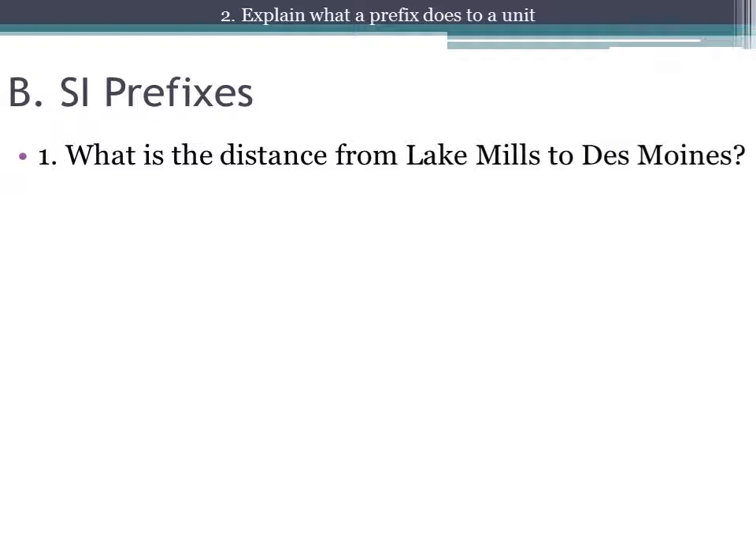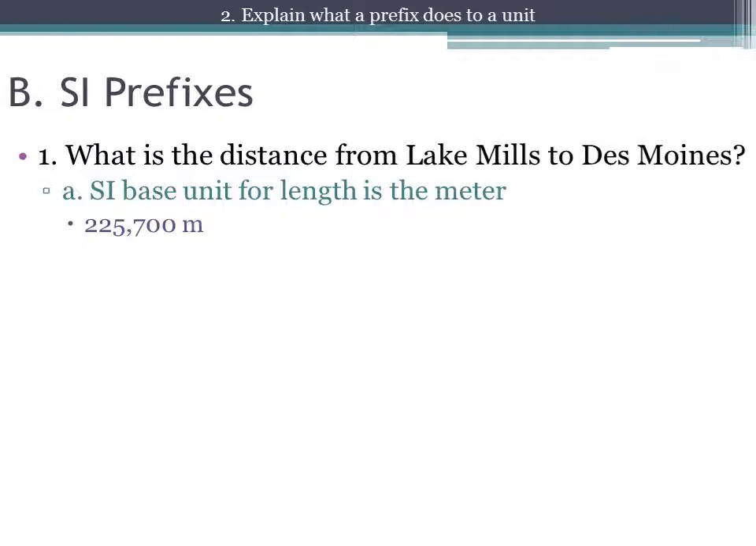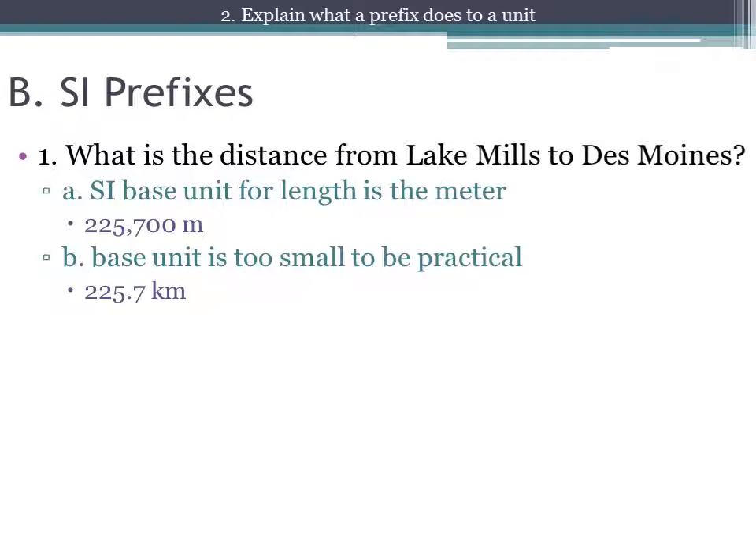Let's say we ask a question: what is the distance from Lake Mills to Des Moines? Well, that would be measuring length, and the SI base unit for length is the meter. So we could measure that, and we could say that it's 225,700 meters. Well, the problem with that is that base unit meter is too small to be practical in this case. If we're going to measure that in meters, it's a huge number of meters. So we have a course of action that we could change the size of the unit. We could say that 225,700 meters, well, that's the same as 225.7 kilometers.